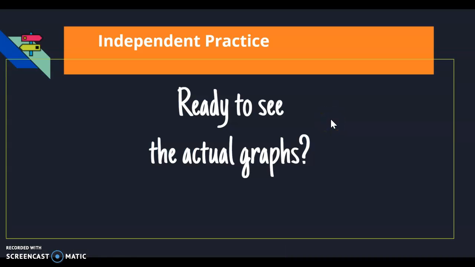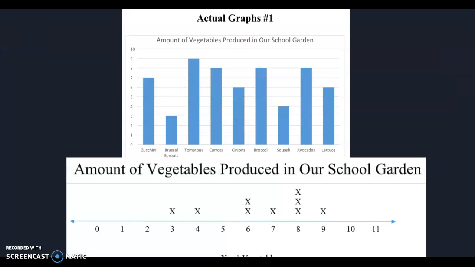Our next slide here, are you ready to see the actual graphs? Now, what you saw before were basically shells of graphs, and they were not showing all the complete data. So now we're going to look at the actual graphs. And the actual graphs show, they're labeled, they show numbers, they show more information.